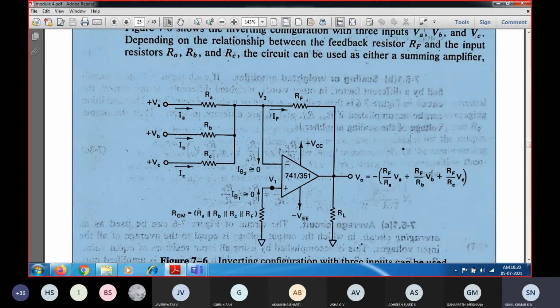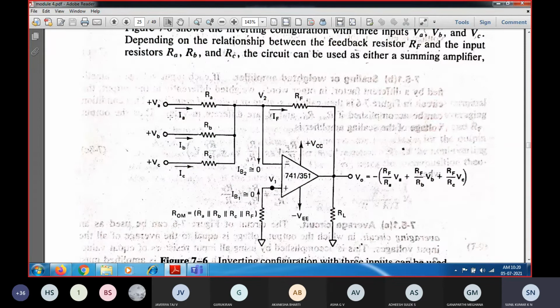The only difference is that in the inverting amplifier only one voltage source was there, but here we are going to design the summer circuit. So we are going to design an inverting summer circuit, with more than one voltage source. Apart from VA, another two voltage sources have been connected through resistances to the inverting terminal.